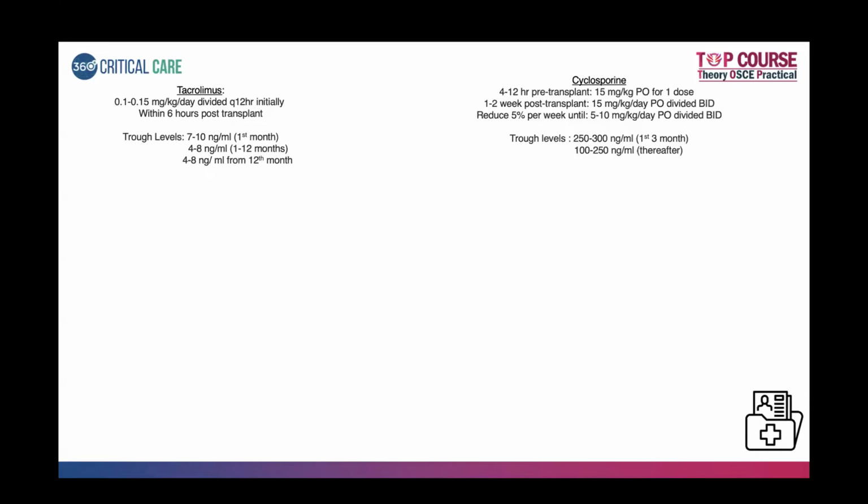If you are able to understand it, it's well and good. If you don't, it's not a problem. At least tacrolimus dosing should be well kept in mind, because that is more important, because cyclosporin is not very commonly used in the liver transplant setting. Tacrolimus is very, very important. It needs to be known.